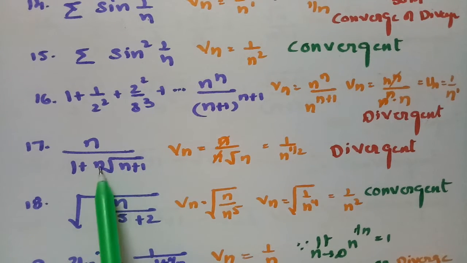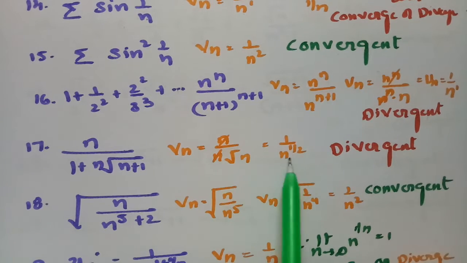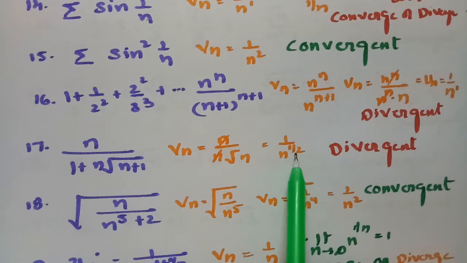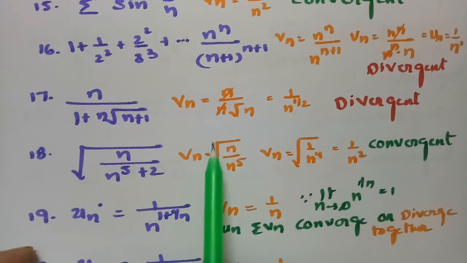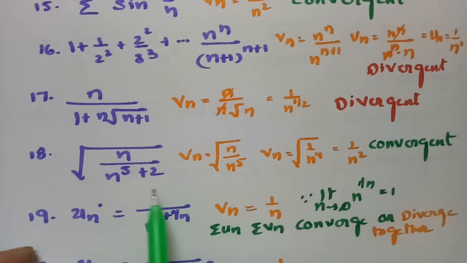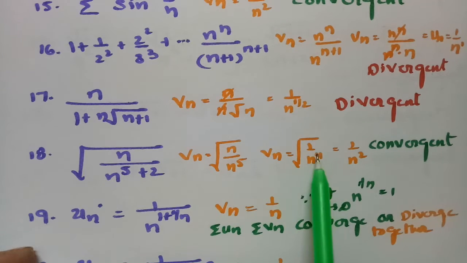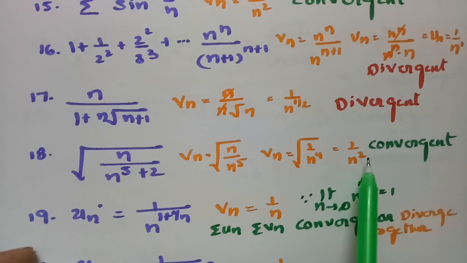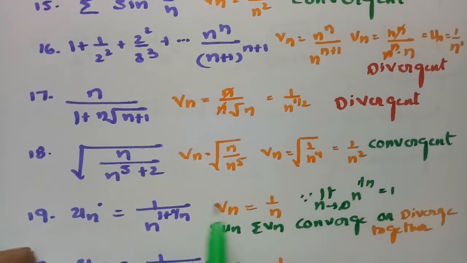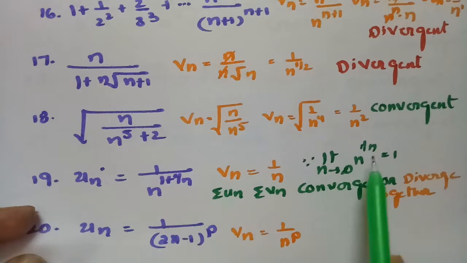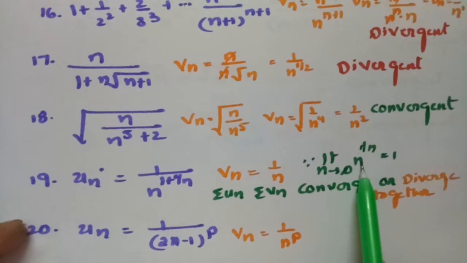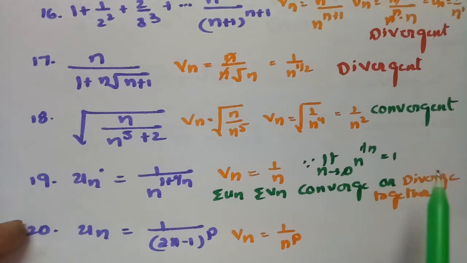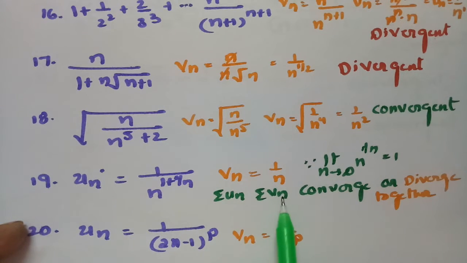So if it's un, see here I have to choose vn. Here it is n root n. After cancellation n power half. If it's less than 1, divergent. So here in this root over, in the numerator we have 1n. Here we have n power 5. So we have 1 by n square. So p greater than 1, convergent. If un is equal to, see here, we have another limit, that is limit n tends to infinity, n power 1 by n is equal to 1. Therefore we say that sigma un, vn converge or diverge together.